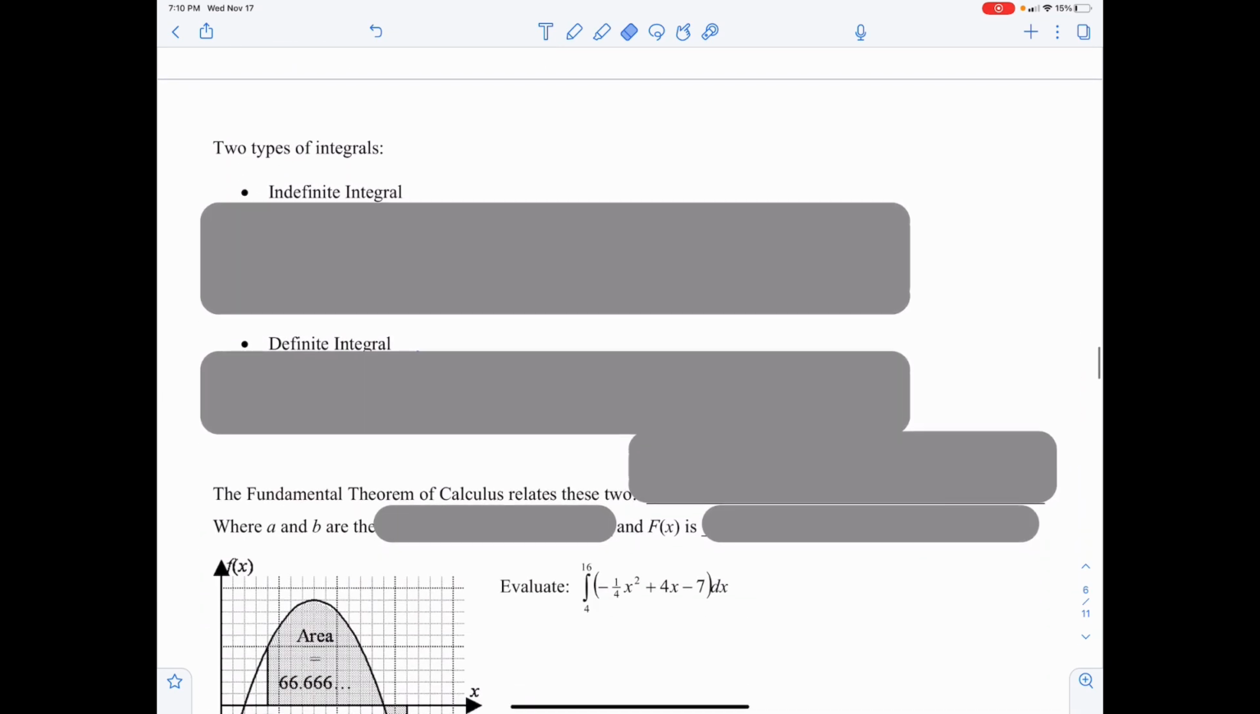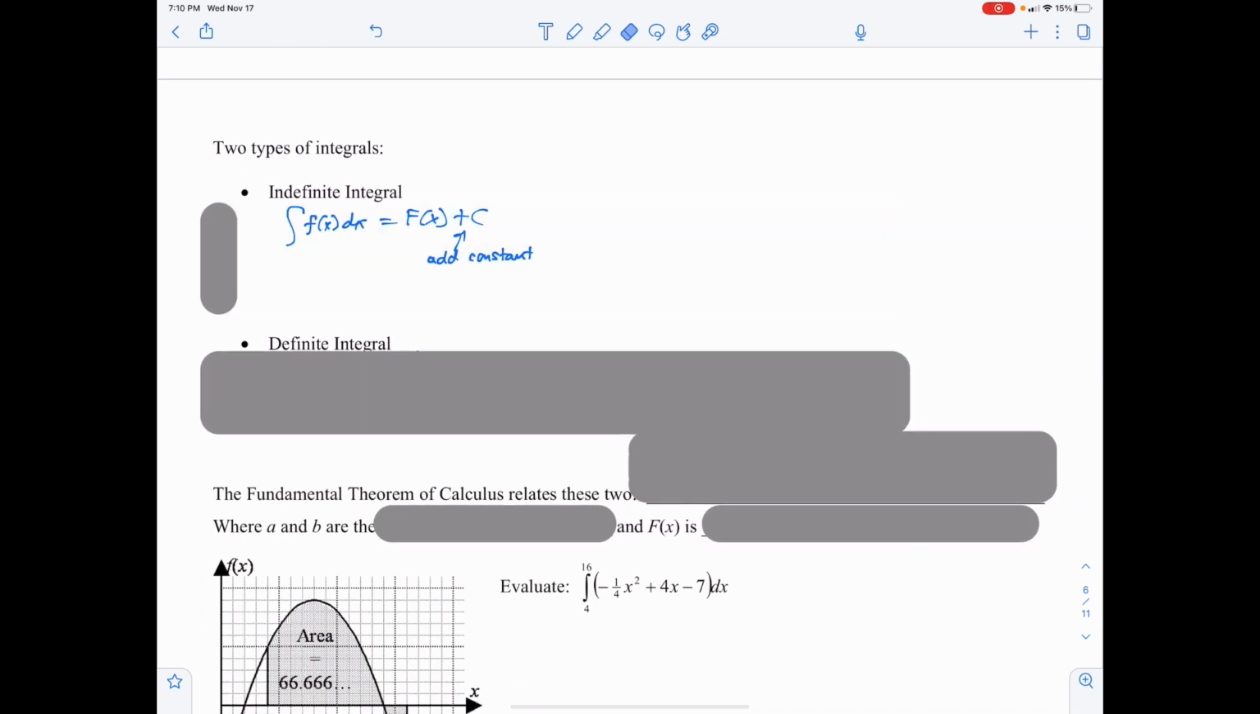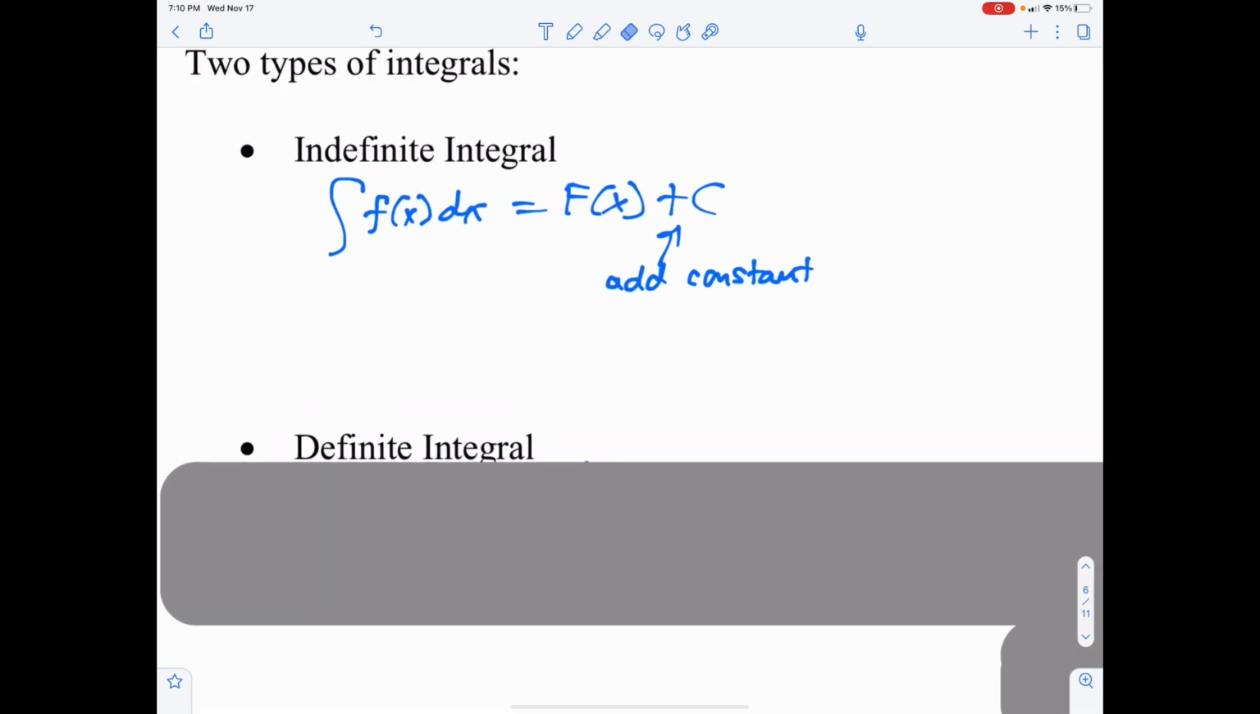There are two types of integrals. There's an indefinite integral, in which case when we answer the problem, we have to essentially add a constant. Now, why would that be? Well, remember, integration is the opposite of differentiation, the opposite of derivatives.